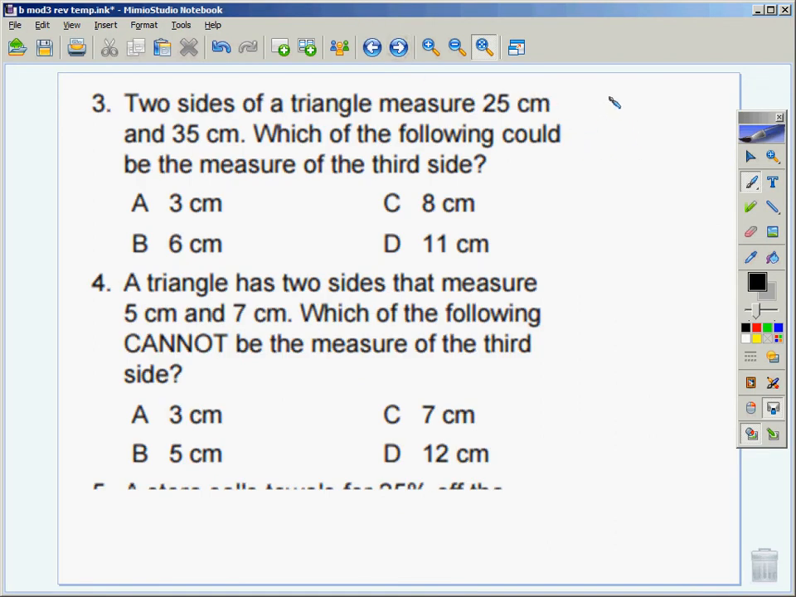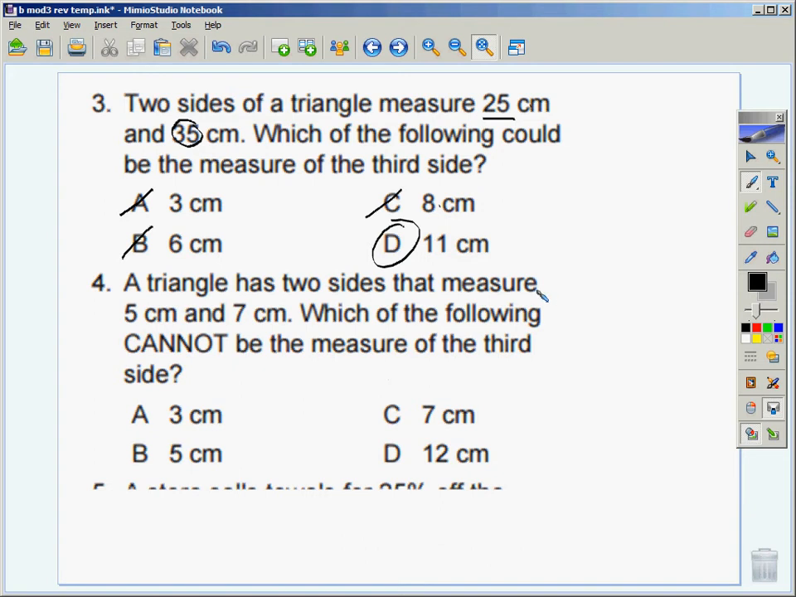Remember that the sum of 2 sides of a triangle has to be greater than the third side. So they're looking for which of the following could be the measure of the third side. I'm looking for a number that I can add to 25 that's going to make it greater than 35. 25 and 3 is only 28. 8 and 25 is 33. That won't work either. 25 and 6 is 31. But 25 and 11 would give me 36. So the correct answer is D.